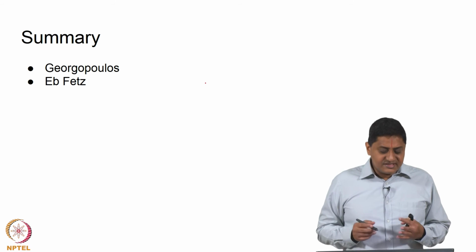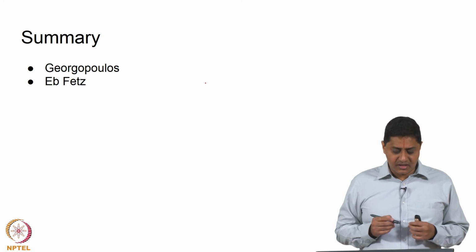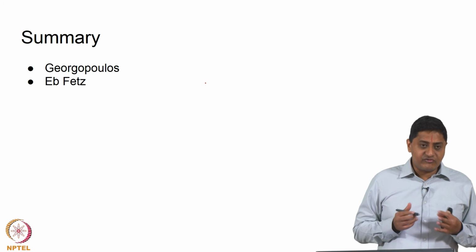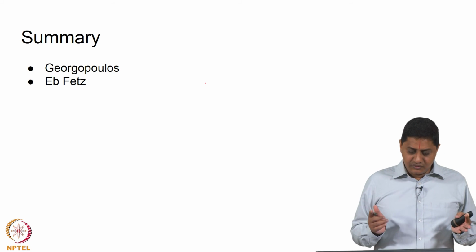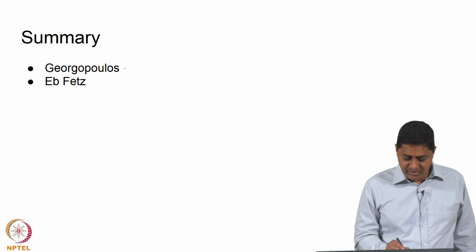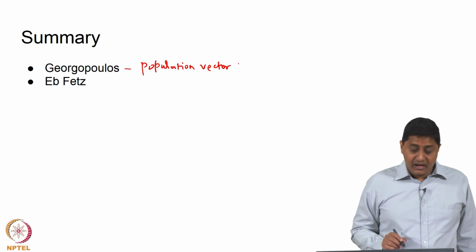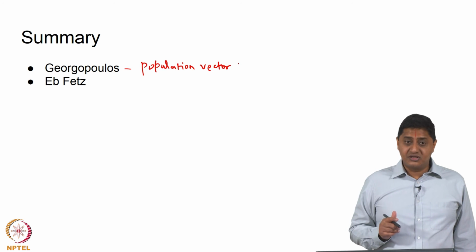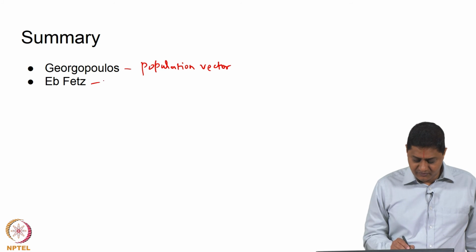So, in summary, what we have seen in this class is the seminal work of Apostolos Georgopoulos in showing that the direction of movement is encoded by a population of neurons, using the famous population vector technique, and the work of Evarts, where he showed that the level of force is encoded by the activity of primary motor cortex neurons.